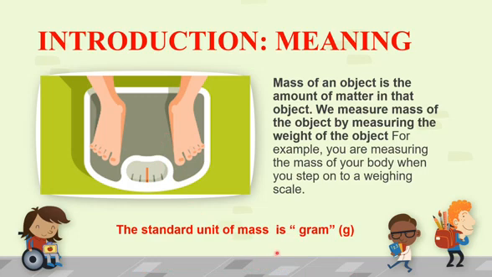The standard unit of mass is gram. What is the standard unit of mass? Standard unit of mass is gram. In the previous session where we did measures of length, the standard unit of length is meter, and now we are doing measures of mass. So what is the standard unit of mass? Standard unit of mass is gram. And how do we write gram in short? G.